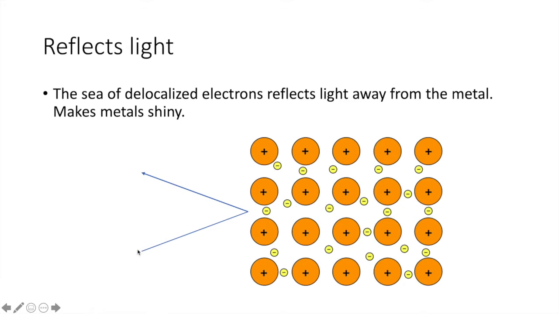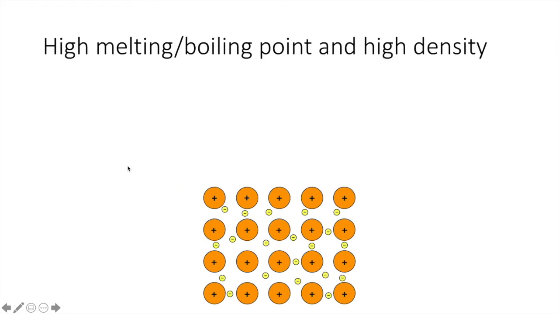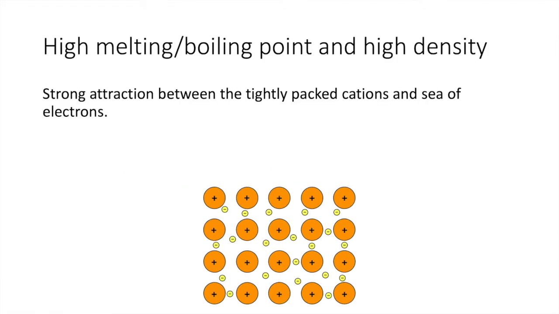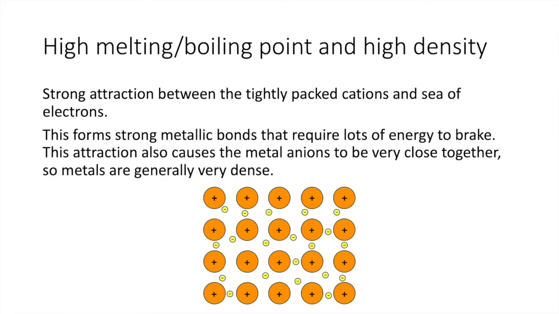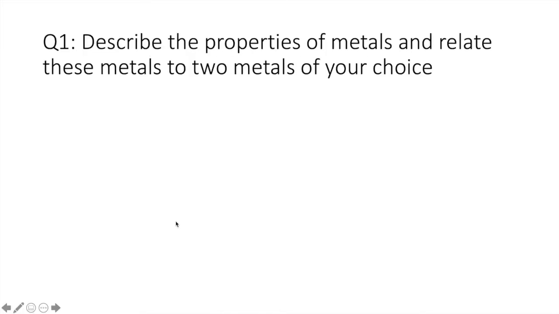The sea of delocalized electrons will also reflect light away from the metal. This makes it shiny. Another property of metals is that they generally have high melting/boiling points and a high density. This is because of the strong attraction between the tightly packed cations and the sea of electrons. This forms metallic bonds that require lots of energy to break. This attraction also causes the metal cations to be very close together, so metals are generally very dense.